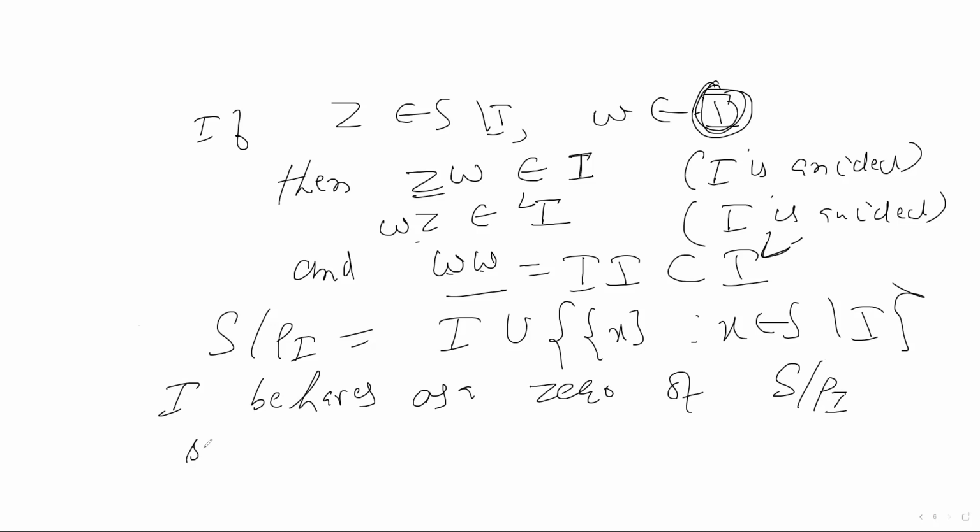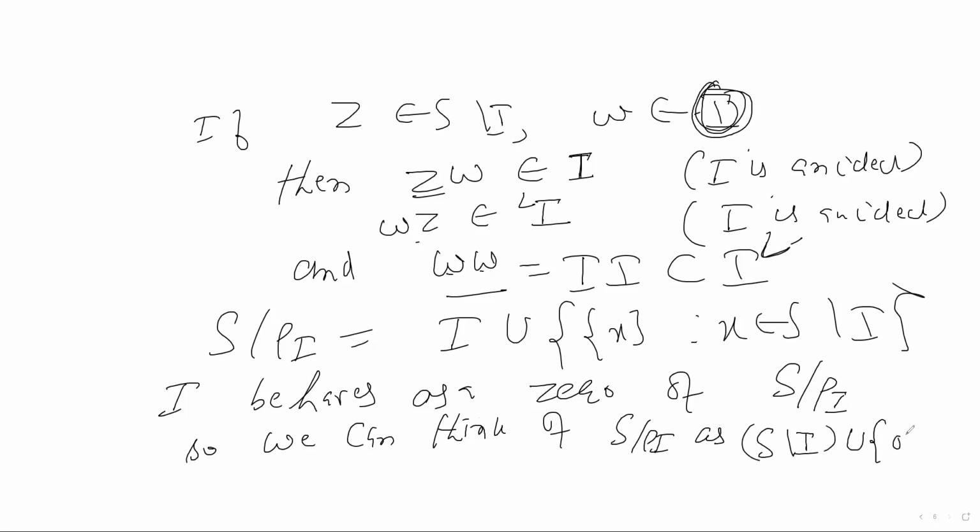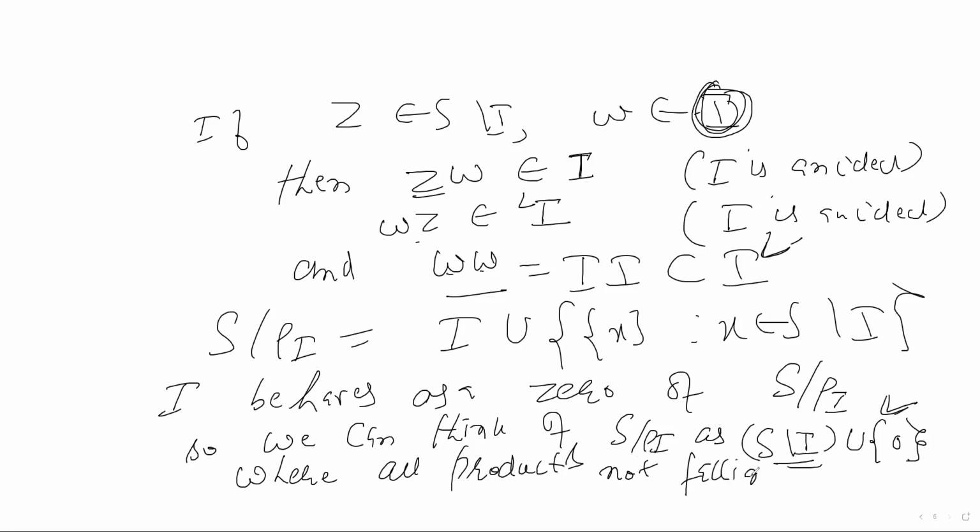so we can think of this S over rho I as S minus I union 0, where all products not falling in S minus I are 0, क्योंकि मैंने पहले ही कहा या तो प्रोडक्ट S माइनस आई में होगा या प्रोडक्ट यहाँ होगा, अगर S माइनस आई में प्रोडक्ट नहीं होगा तो फिर 0 होगा, फिर where all products not falling in S minus I are 0.